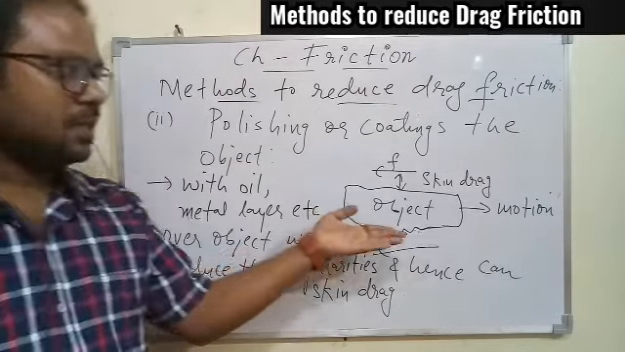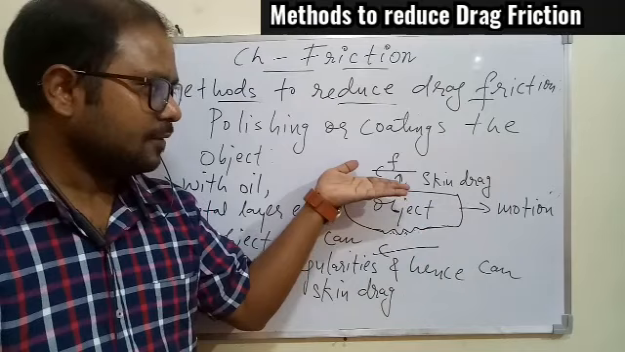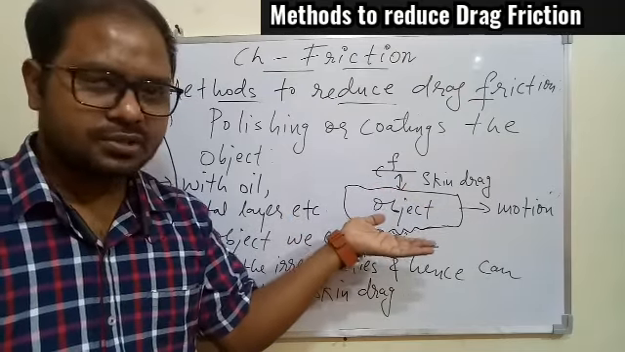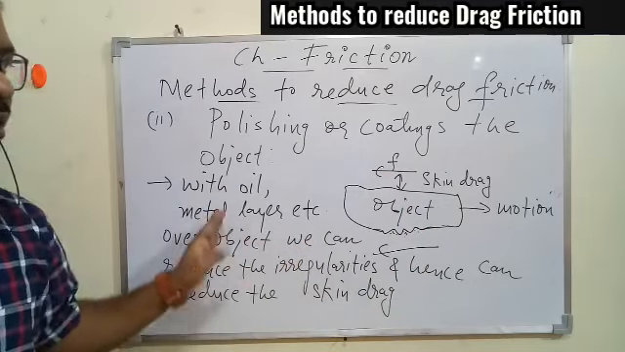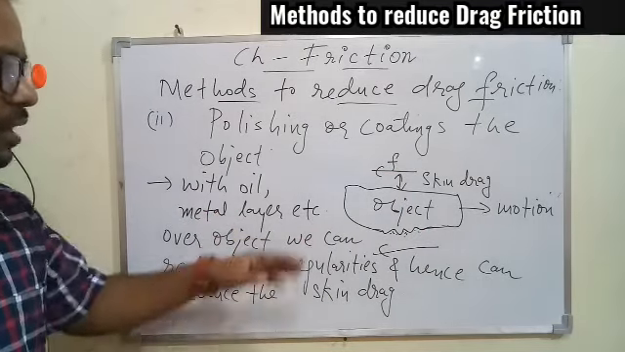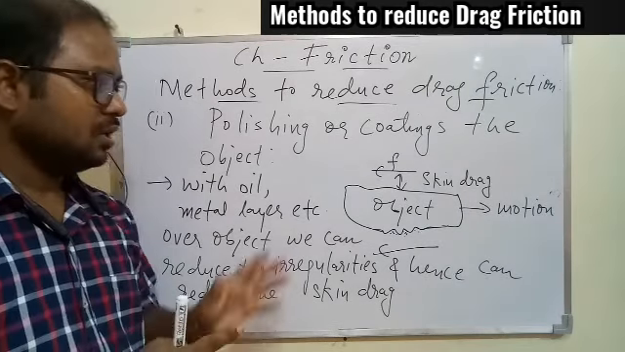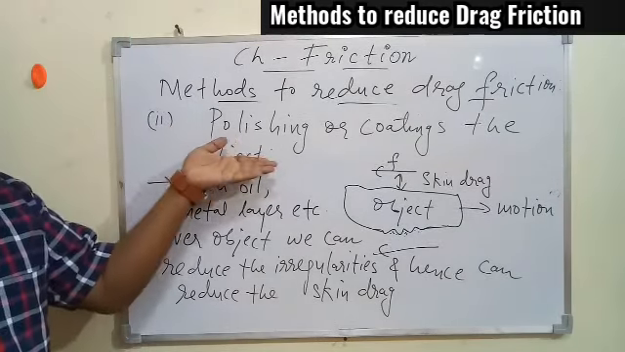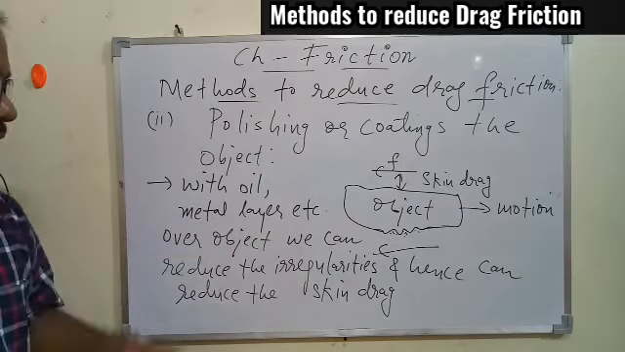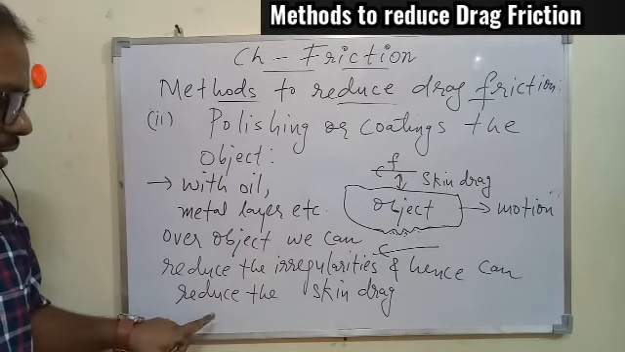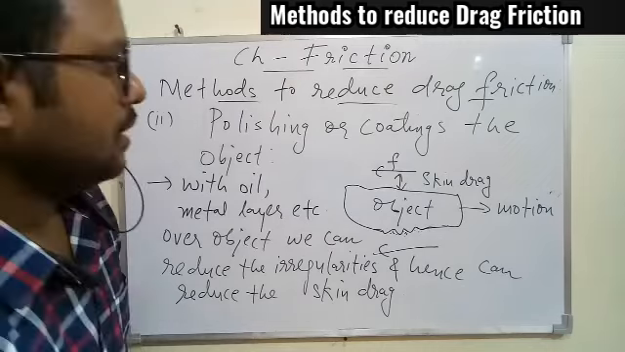So we know if any object has drag friction, it is because of both pressure and the skin, that is skin drag and pressure drag. So if somehow we can reduce the skin drag, then overall the drag will also reduce and the object can move with less difficulty. So I hope this is understood. We can do the polishing or coatings of the object so that the object becomes very smooth, it will have fewer irregularities and hence finally the skin drag will reduce. So that is one thing.